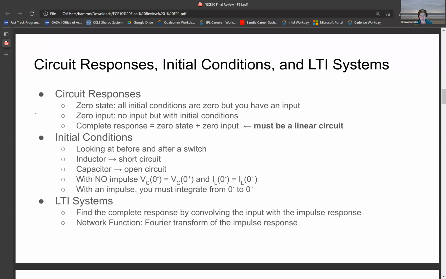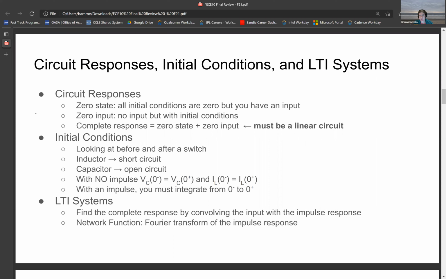And so that's looking at a DC analysis where the inductor is going to become a wire, the capacitor is going to become an open circuit. And if you don't have an impulse input, you're going to be looking at the voltage across the capacitor staying the same at 0 minus and 0 plus, and the current across the inductor staying the same at 0 minus and 0 plus. And if you do have an impulse, you will need to integrate from 0 minus to 0 plus.